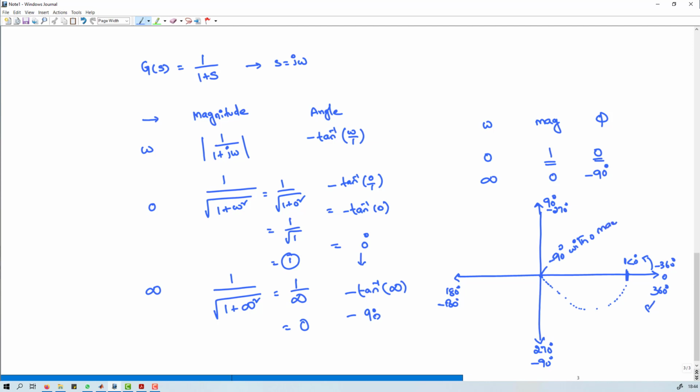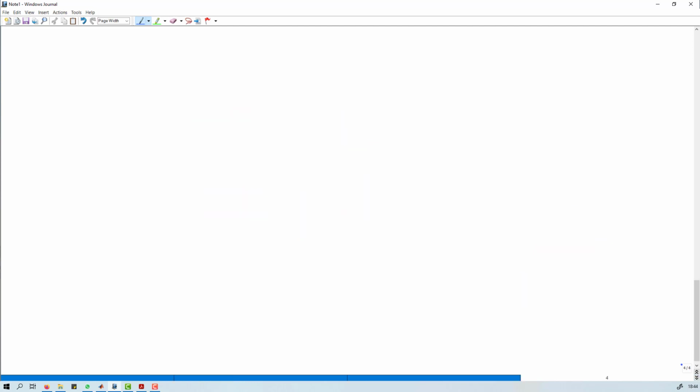So that is what I have written. Magnitude 0 and minus 90 degrees. That is how it is moving. So that is how the polar plot should be drawn for this simple transfer function. The same thing can be extended to one more example.